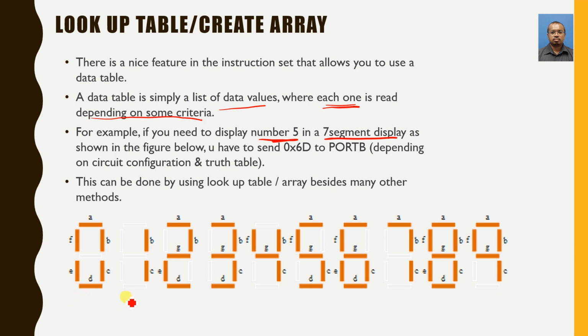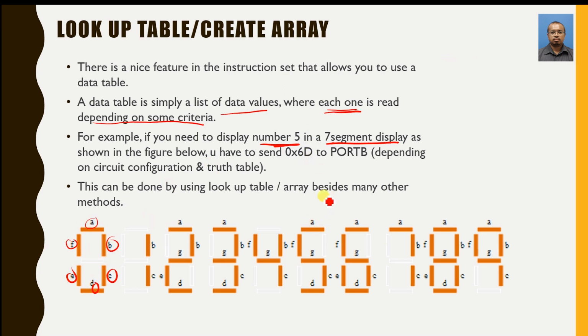a 7-segment display is characterized by the arrangements of the LED. So, just assume this is that number 5, we have to send 6D to port B, right? Like I said just now, it depends on the circuit configuration and truth table. How do you wire each LED, and how do you define that A, B, C, D, E, F, G, and H? This can be done using lookup table and array, besides many other methods.